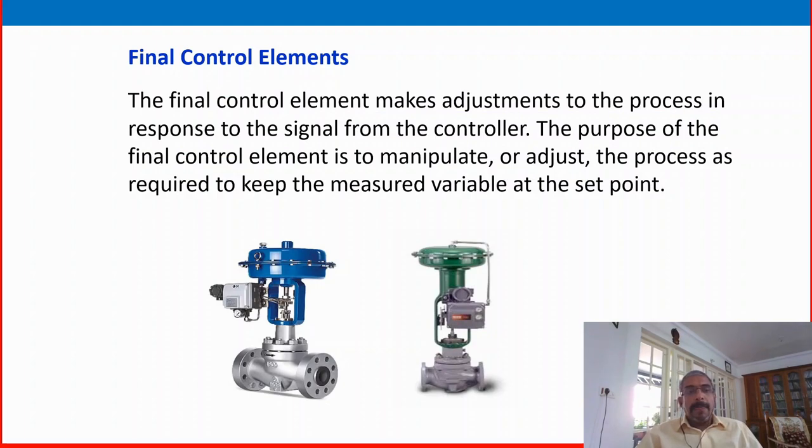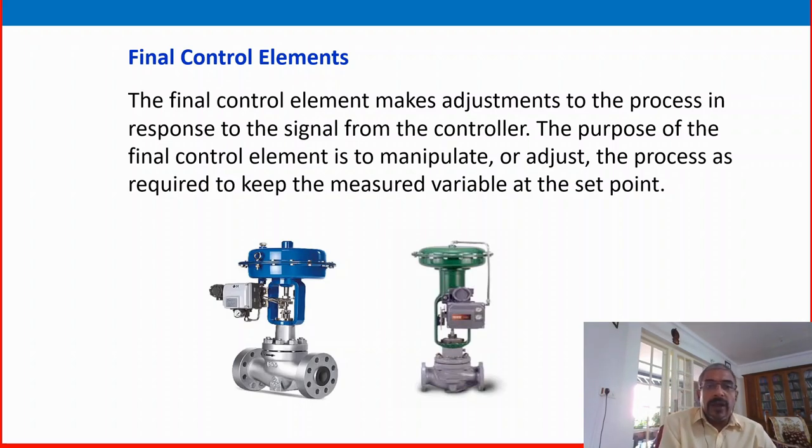Final control elements. The final control element makes adjustments to the process in response to the signal from the controller. We have already studied in previous sessions about the controller, and how the sensor is sensing the process variable change and sending the signal to the transmitter. From the transmitter, we change the signal to a suitable form, either pneumatic or electronic. Then it is sent to the controller, and the controller compares it with the set point and produces a suitable output. Up to that, we have already studied.